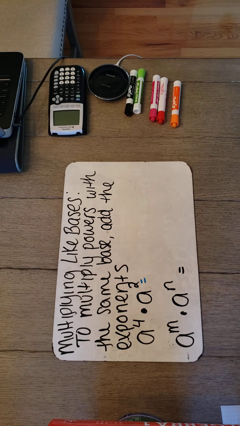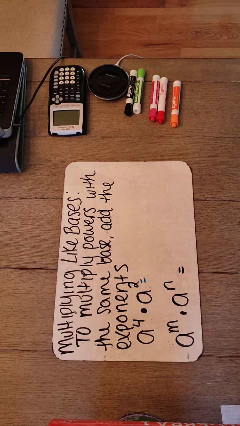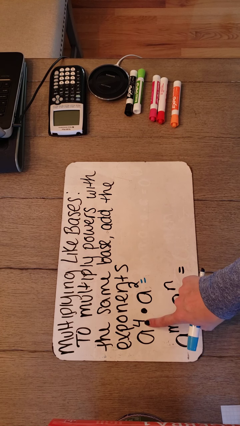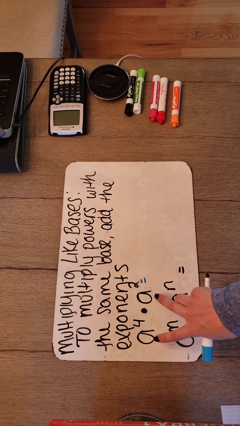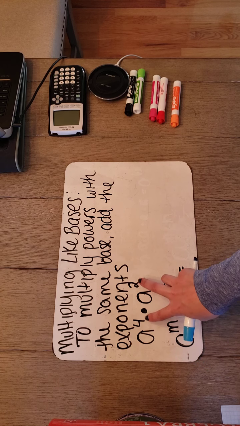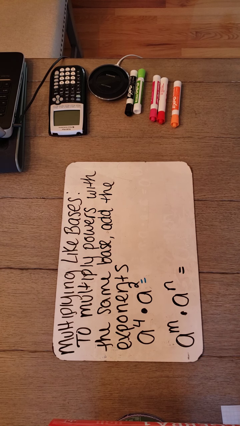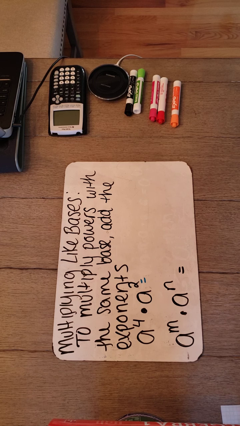So multiplying like bases, the rule for that is when you have powers with the same base, all you have to do is add the exponents. I'm going to show you why the rule is true and then write the rule in a general form. For this one, we have a to the fourth times a to the second. Notice how we're multiplying and our bases are the same.